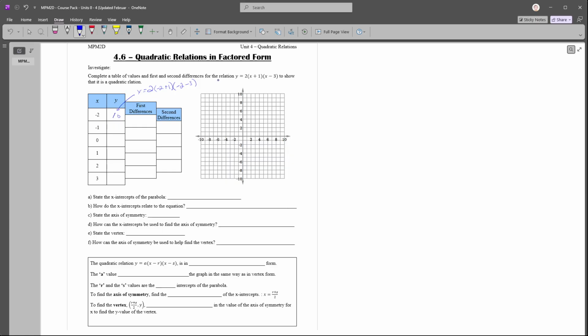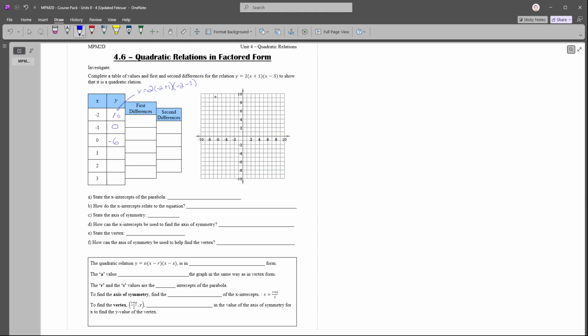So now we're going to substitute the negative 1 in here. Negative 1 plus 1, that's just 0. Well, 0 times anything is going to give us 0. I don't even have to do any more work. I'm done there. All right, so we have a 0 in here. 0 plus 1, that's 1. 0 minus 3, that's going to be minus 3. So we have 1 times negative 3, that's negative 3. Times 2, that's negative 6.